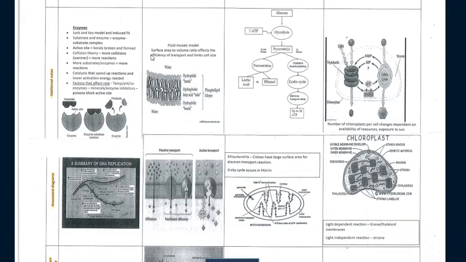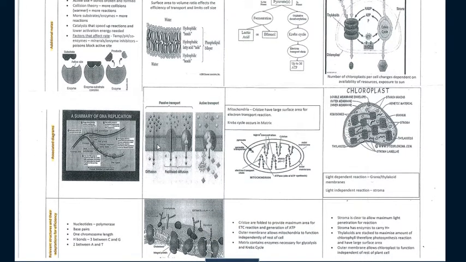Okay, one other point here is that the surface area to volume ratio affects the efficiency of transport and limits cell size. So cells are small for a reason, and that's because the diffusion pathway is a lot shorter in very small cells compared to large cells. It means that molecules can easily be moved in and out of the cell across the membrane quite easily.